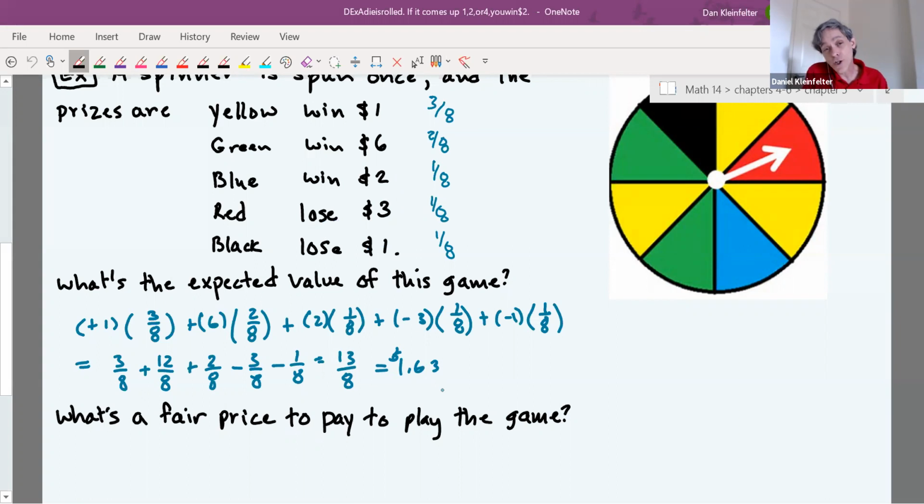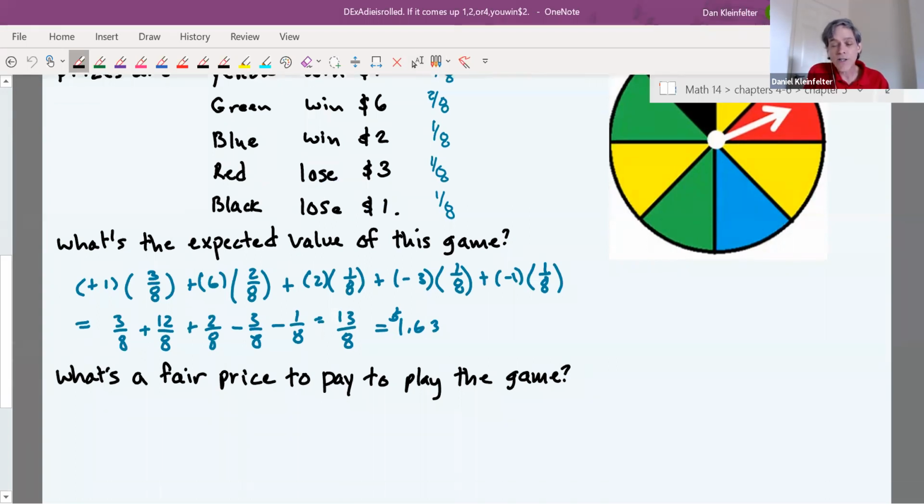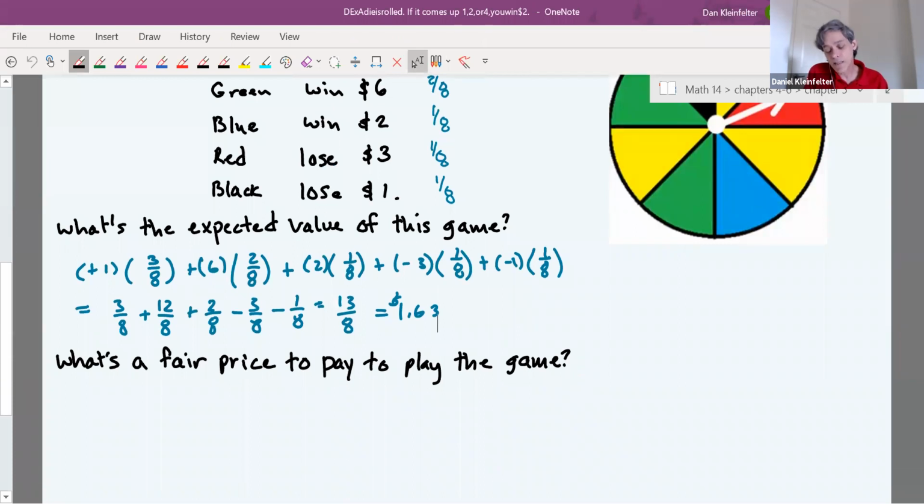What if I charged you $1.63 to spin the spinner? If I charge you $1.63 to spin the spinner, that takes away all of your advantage. It doesn't give me any advantage, but it makes us basically even, right? So the fair price to play the game is $1.63. If I could get you to pay $2 or anything over $1.63, it would be to my advantage. But the $1.63 is the fair price to play the game.